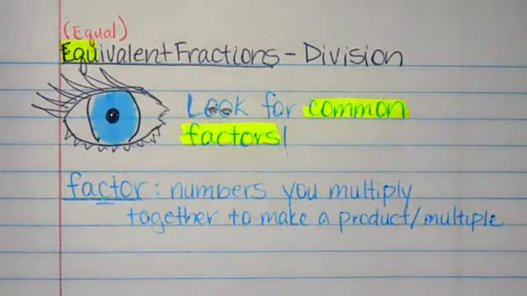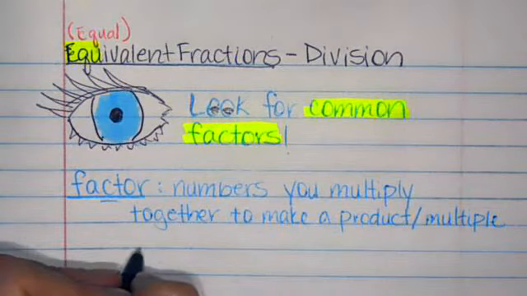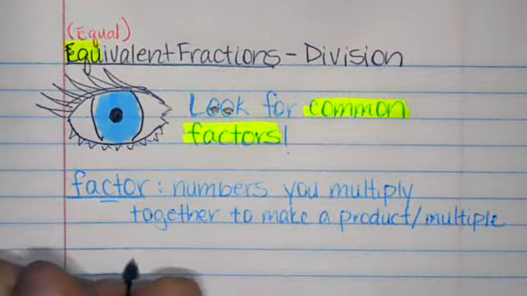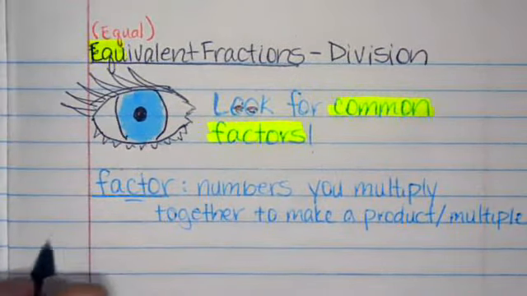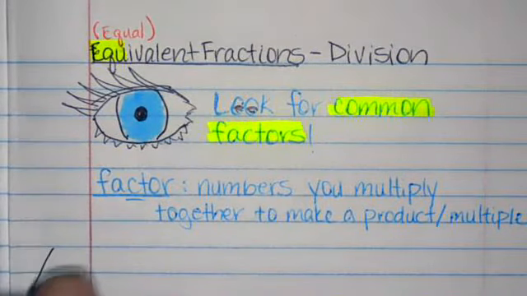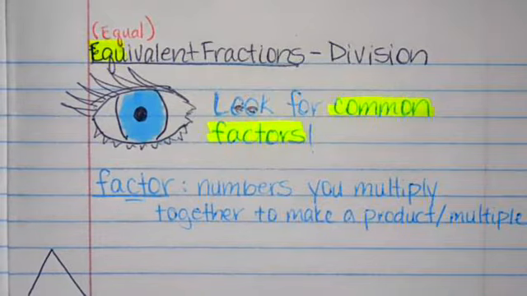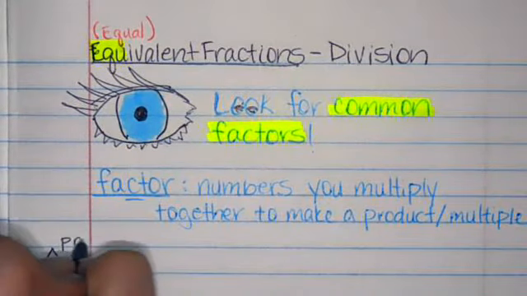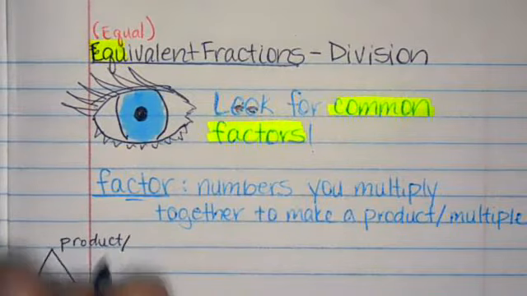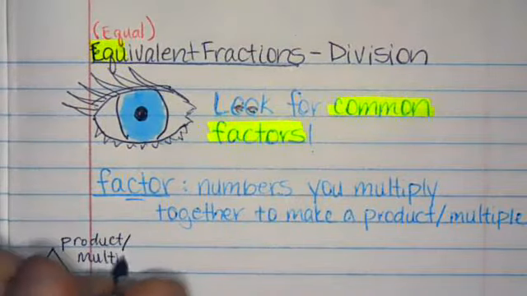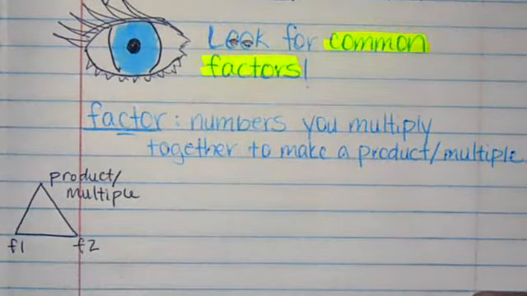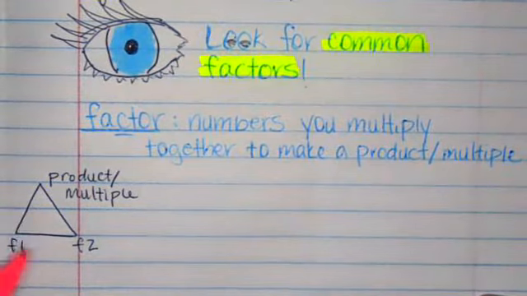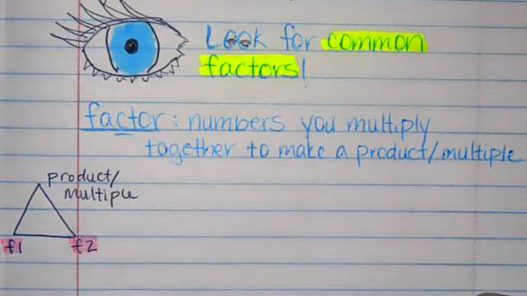So again, I really feel like it's important for us to go back over this again and again. It's like when we have this fact family pyramid, I'm going to write this off to the side a little bit. When you have that product or that multiple, that's the largest number, and that always goes on top. Super important we remember this. And remember you have two factors, factor 1 and factor 2. Those are the two numbers that you are multiplying together to find that product or that multiple.